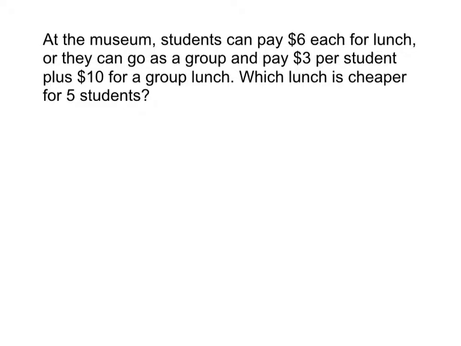In this question, we're looking at two different options, right? One option is the students can pay $6 each for lunch, or they can go as a group and pay $3 per student plus $10 for the group lunch. So we have to figure out which option is cheaper, right? So we're going to come up with an expression for each option. So option 1, and then we'll have option 2.